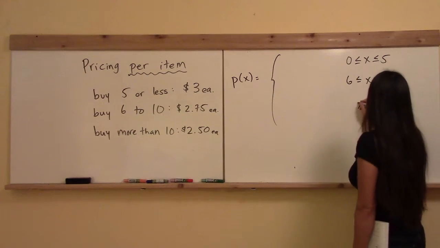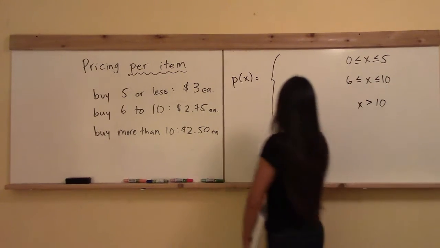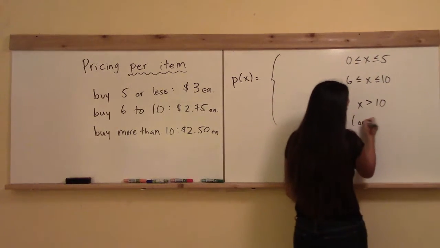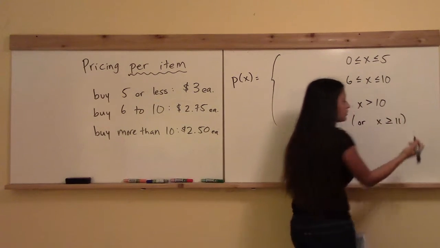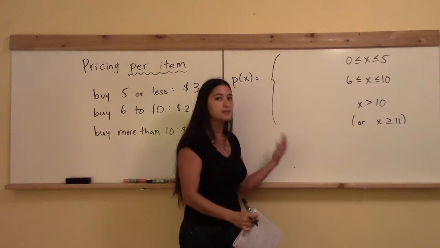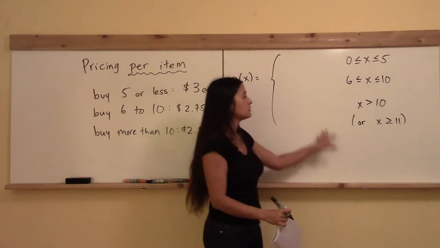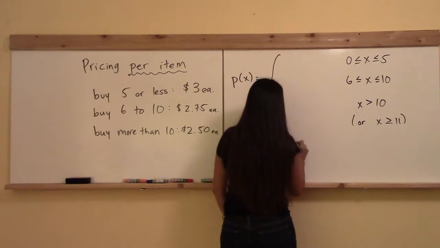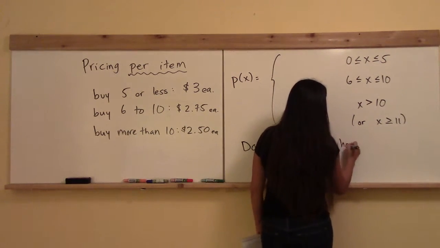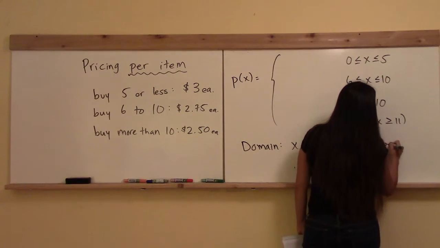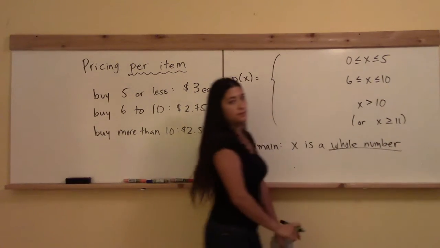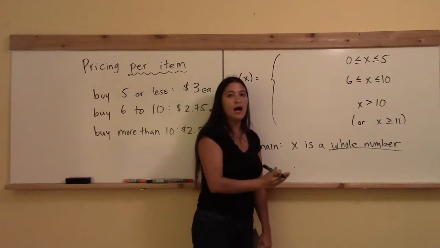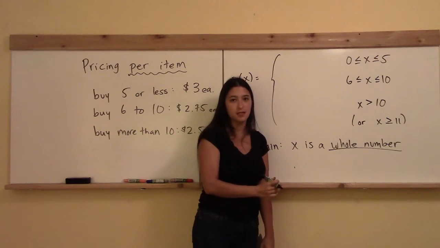Buy more than 10, that means my x is going to be strictly greater than 10. Okay, so I could put greater than 10, or from what I just said, just for this problem, I could have said x is greater or equal to 11 because it has to be in whole numbers. Okay, so that's something that's special about this example, is that in this example, the domain is x is a whole number, as opposed to last time when the x was any real number. Okay, so that is the column that describes how the input is categorized, and that's how you would start.